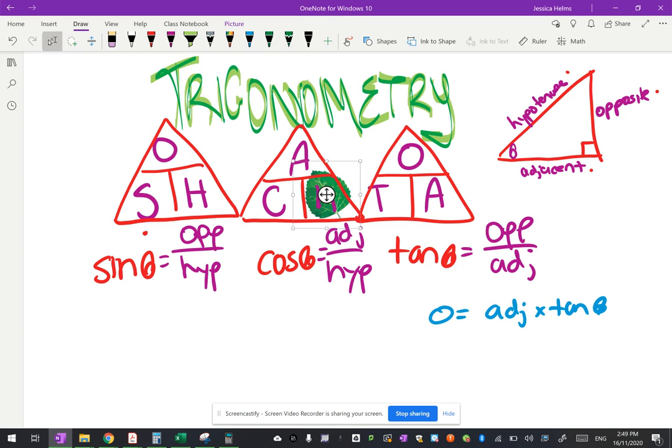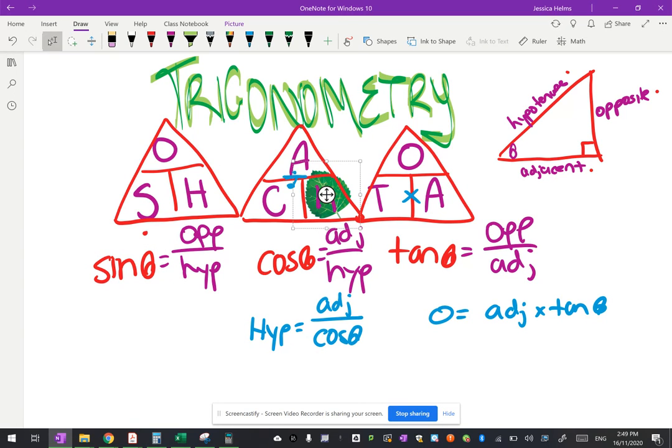So if I'm looking for the hypotenuse and I have the adjacent, then the hypotenuse is equal to the adjacent divided by cos theta. If it's one on top of the other, that means divide. And if it's next to each other, that means multiply.